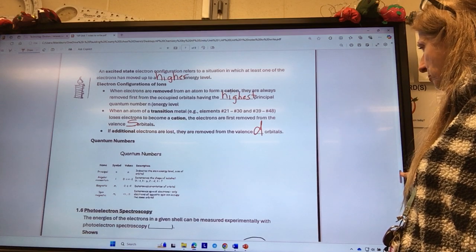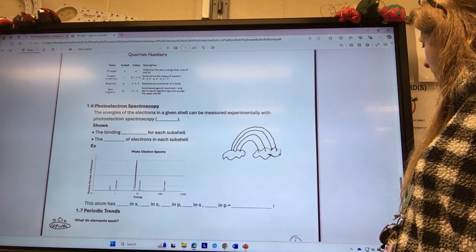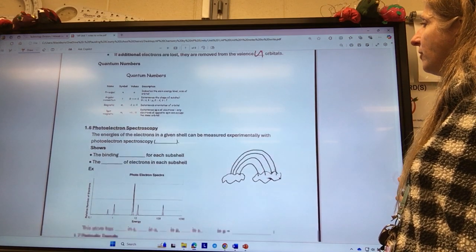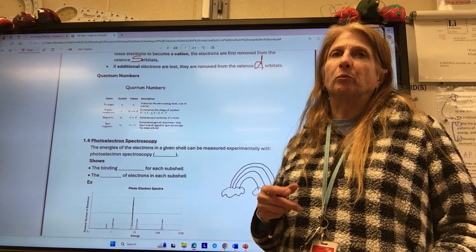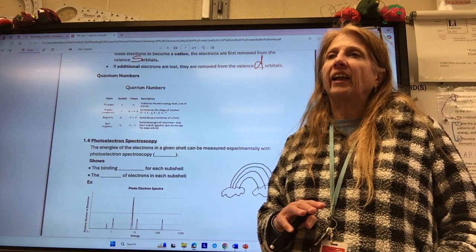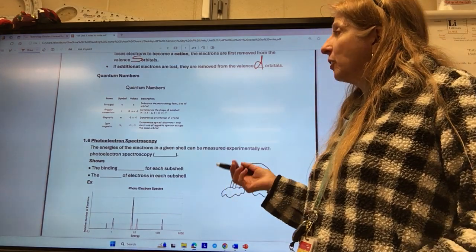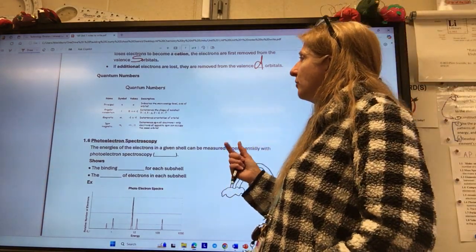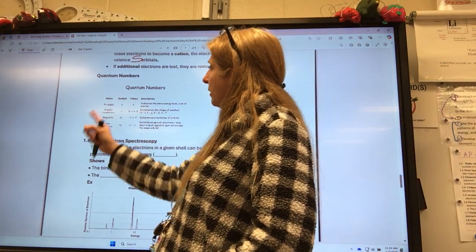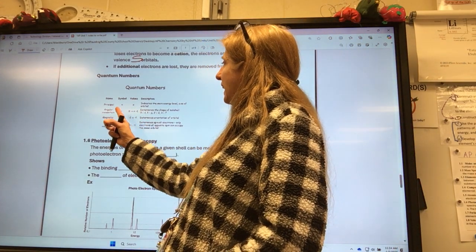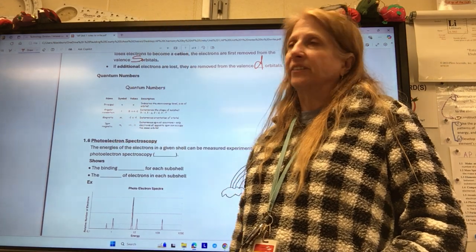Next, quantum numbers. Every electron has an address of 4 numbers so we can know which electron we're talking about. And just like how every person in the world has a different address, every electron has a different set of 4 quantum numbers. The first one is called the principal quantum number. Its symbol is n, and it tells which level it's on. 1, 2, 3, 4, 5, 6, 7.